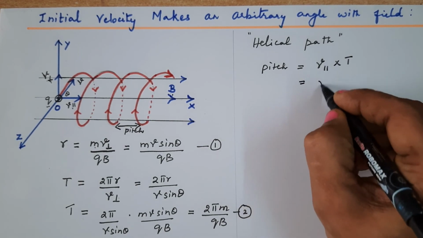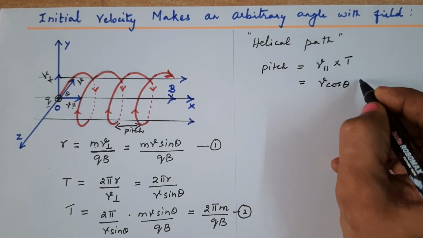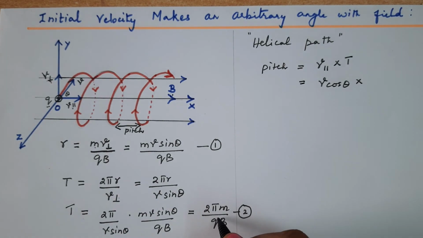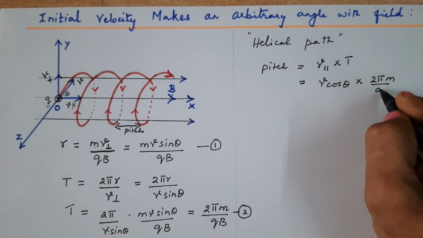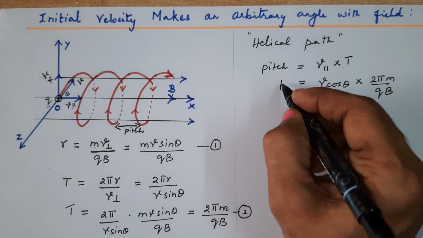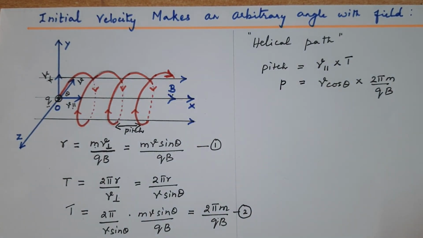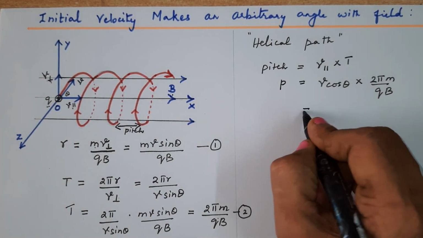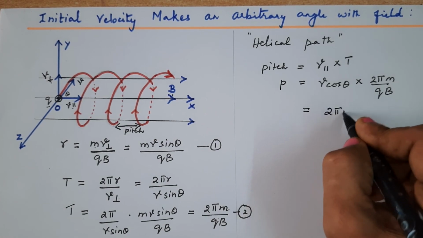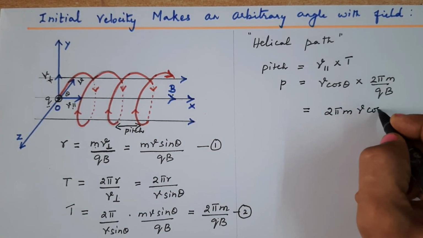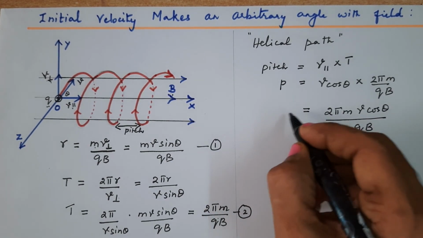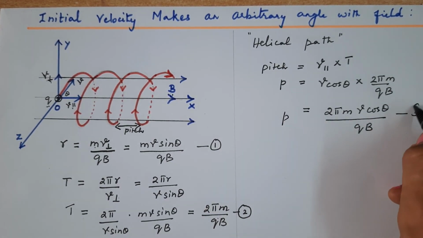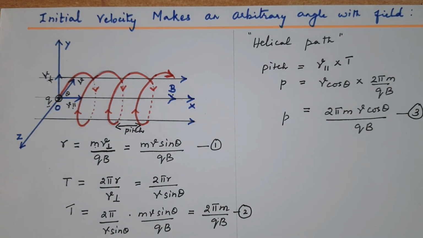V parallel is nothing but V cos theta, multiplied by the time period from equation number 2, which is 2 pi m upon qB. This is called the pitch of the helical path experienced by this particle. When we rearrange finally, it is 2 pi m V cos theta upon qB. Let this be equation number 3, which represents the pitch of the helical path, the linear distance travelled by the particle.